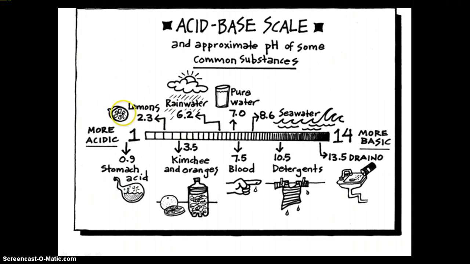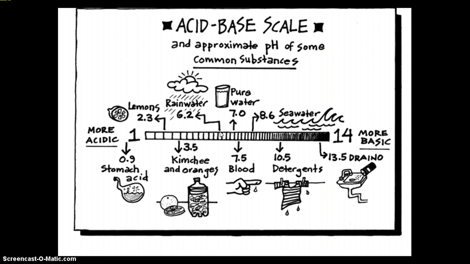As you see, everything at the bottom end at the scale of 0 to 1 area is more acidic. Everything at the 13, 14 area is more basic. So for example, very acidic things can be your stomach acid, which can range from 0 to 1 to 2. Lemons are around a pH of 2 or 2.3. Kimchi and oranges, citrus things, have a pH of around 2 to 3, depending on how acidic or sour they are. Your rainwater is about 6.2, slightly acidic.